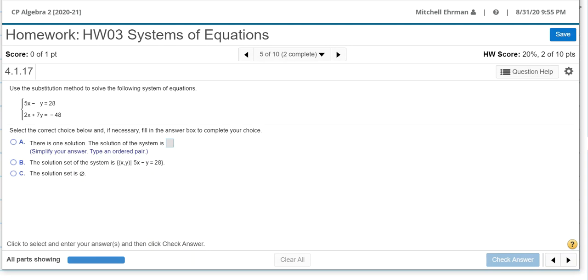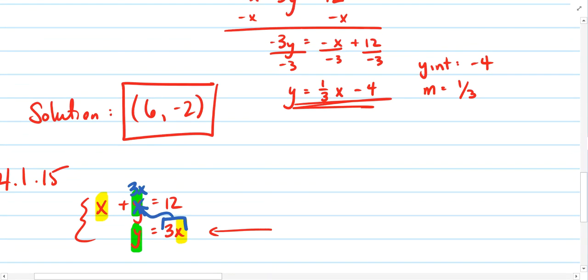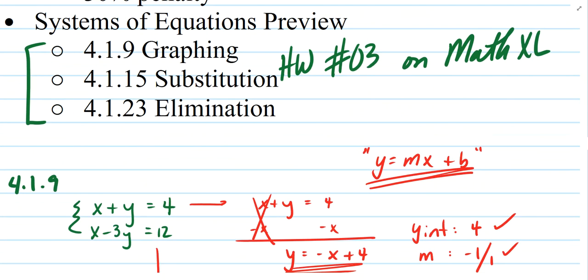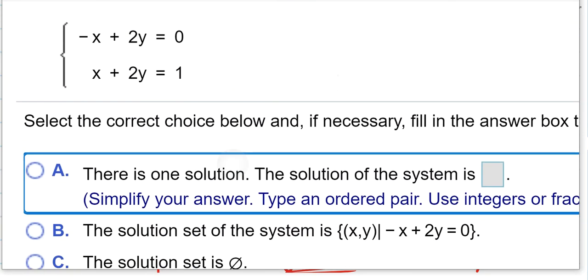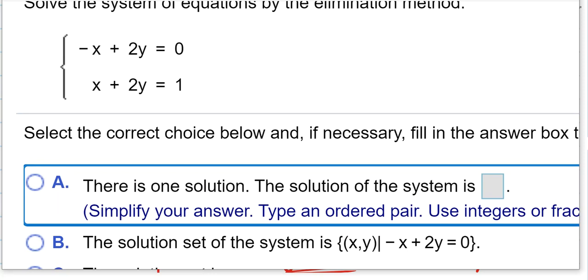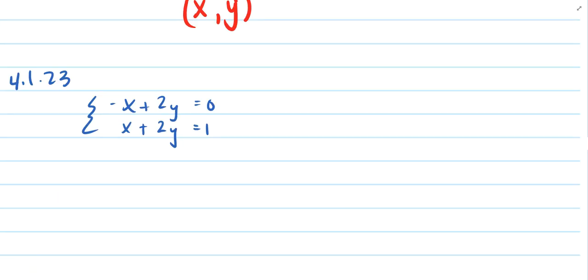For the last question in this video, I would like to jump ahead to 4.1.23 and illustrate the elimination process. So in 4.1.23, we see a system that looks something like this. And with the elimination method, the goal here is to combine row 1 with row 2 with the hopes of one of the variables dropping away when we combine them.